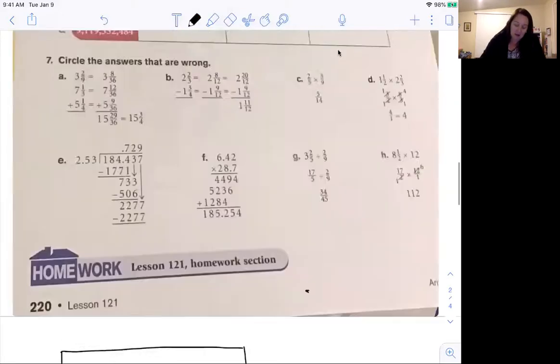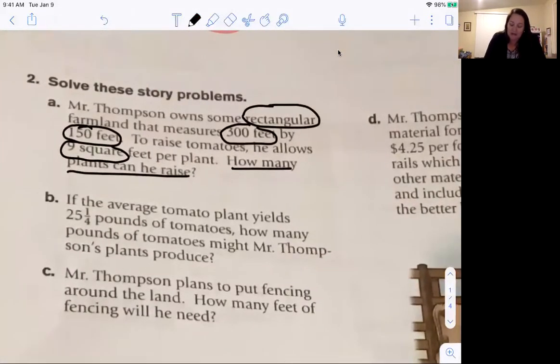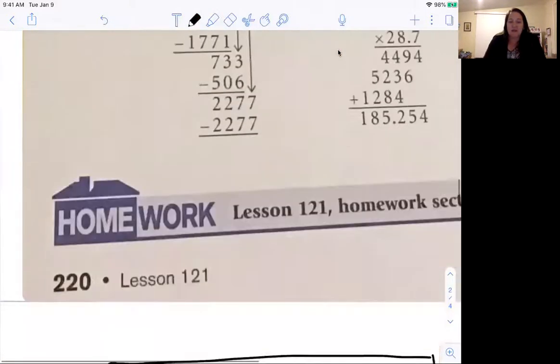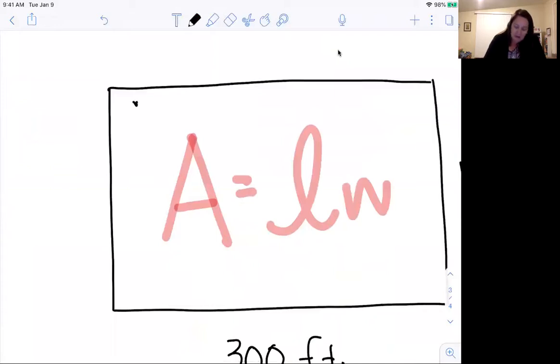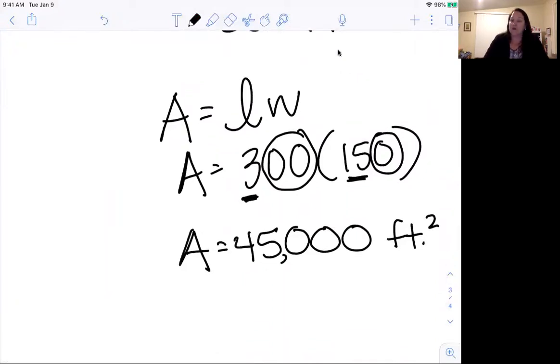But let's go back to the question. The question says, how many plants can he raise if he plants tomatoes 9 square feet apart? What do you think we need to do here? Do you think we should add, subtract, multiply, divide? What should we do with that 9? What do you think? If you think about it, here's his plot of land, and he wants to plant them like 9 feet apart. It's divide, because we want to see how many groups of 9 are there in 45,000.